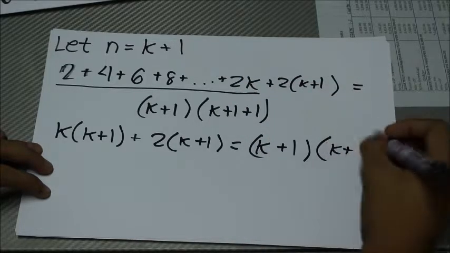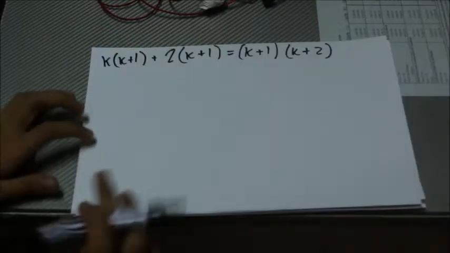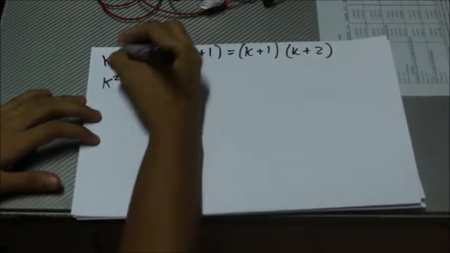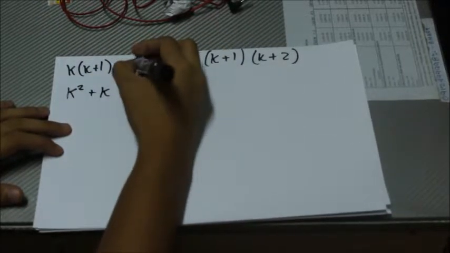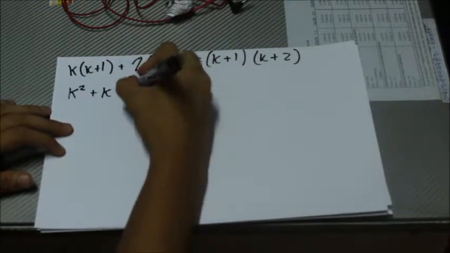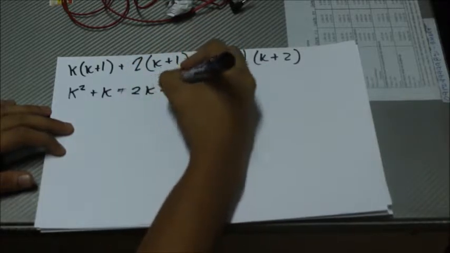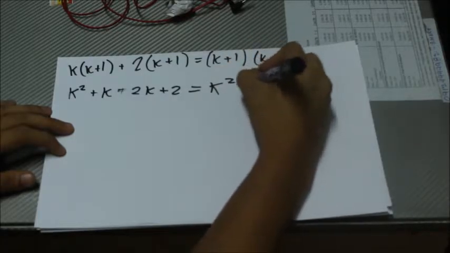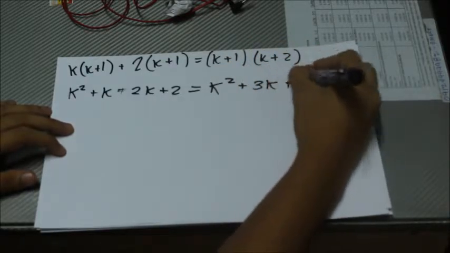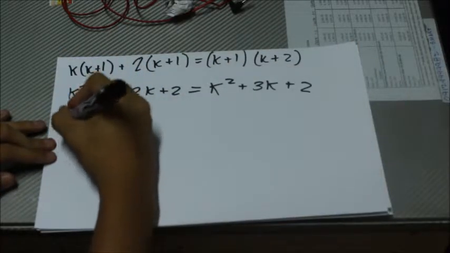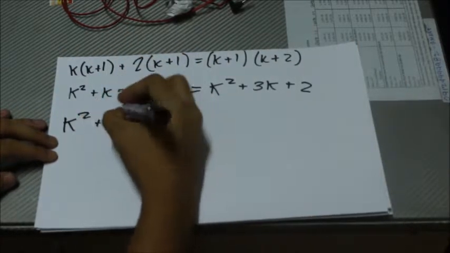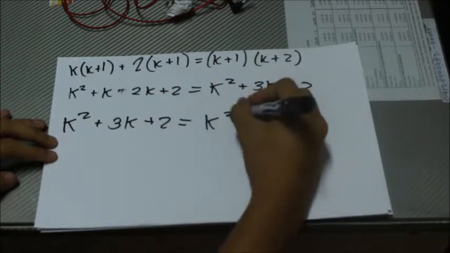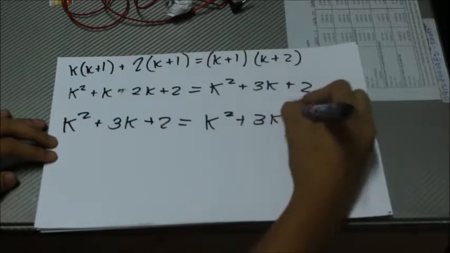1 plus 1 is 2 plus 2. So k times k is k squared. k times 1 is k. Plus 2 times k is 2k. 2 times 1 is 2. Is equal to k squared plus 3k plus 2. So, k squared, k plus 2k is 3k plus 2 is equal to k squared plus 3k plus 2.